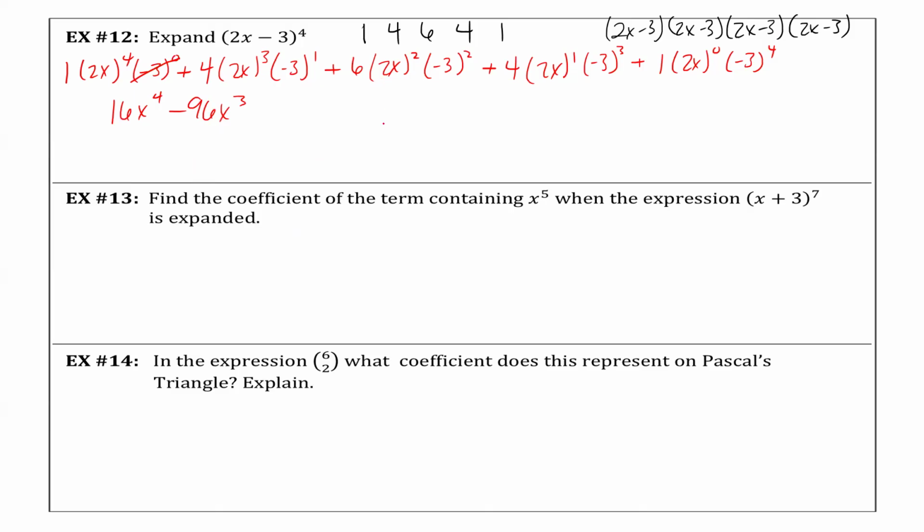What is 2 squared? 4. What's 6 times 4? 24. What's -3 squared? 9. A negative times a negative is a positive. So what is 24 times 9? I can't do that. Wait, wait. You can write it down, guys. No one's going to judge you. 216. What do we get? 216. 216.